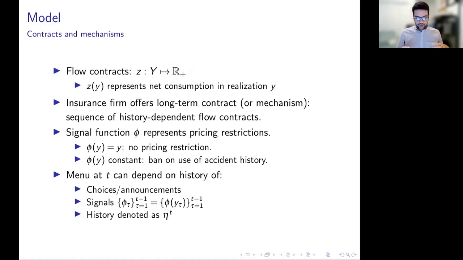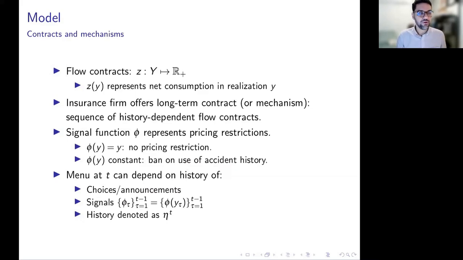Okay, so what are going to be dynamic or long-term contracts in this environment? They're going to be a sequence of flow contracts or policies whose offer or provision is going to be history dependent. So the flow contract or the policy offered to the agent in each period t is going to depend on a history of observables that the firm has access to up to period t.